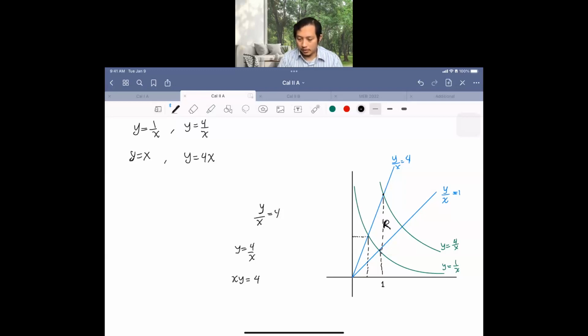And this is y over x equal 4, so y equal 1 over x. So y squared is 4, so y is 2. If y is 2, then x is a half, right?